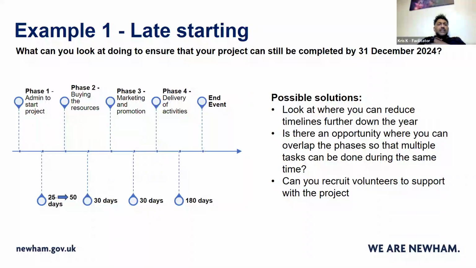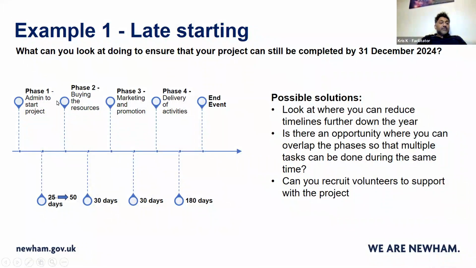So the first example is late starting. What can you look at doing to ensure that your project can still be completed by the 31st of December 2024? We've got an example timeline on the left-hand side here with 4 phases and an end event. The numbers on the bottom represent the number of days each of those phases has. For example, phase 1 is the admin to start the project. You see on the bottom there, what you initially thought would take 25 days has now taken 50 days.